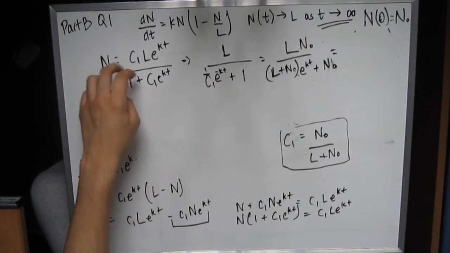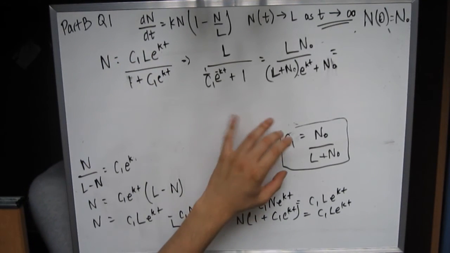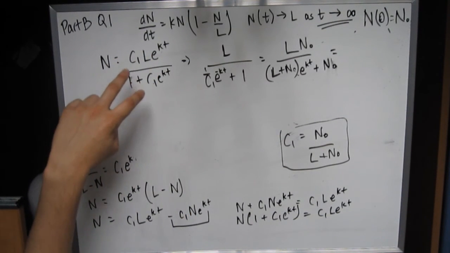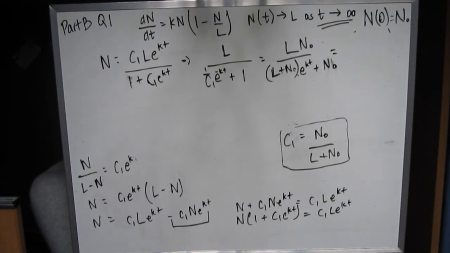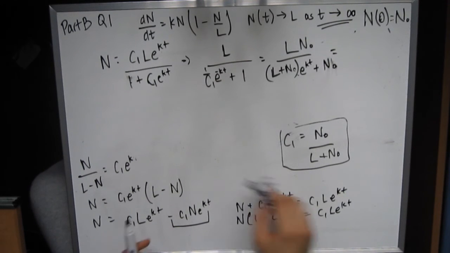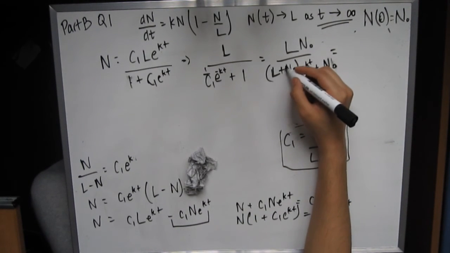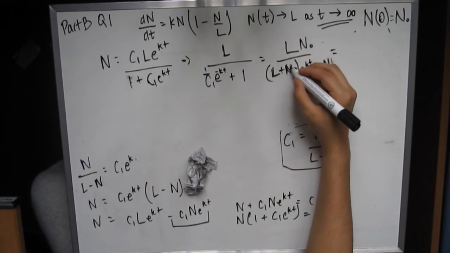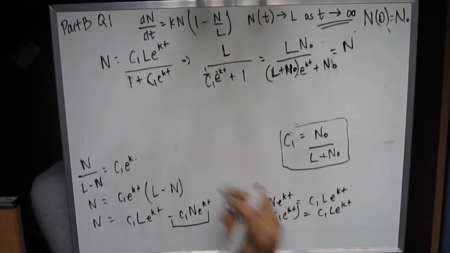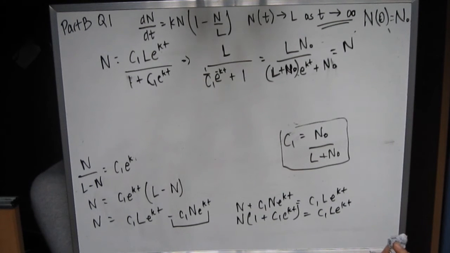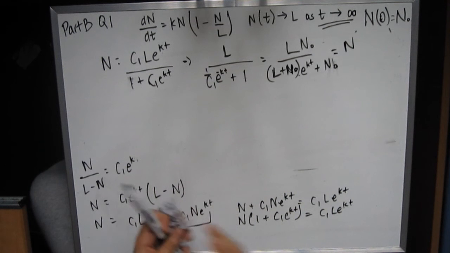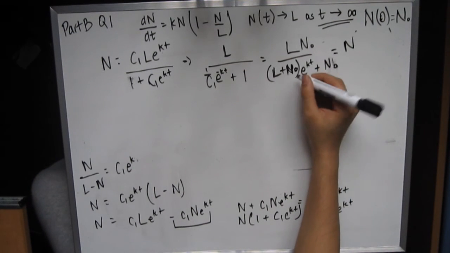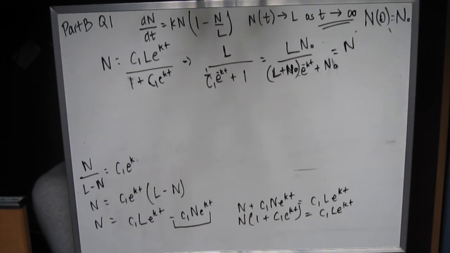The reason I divided everything by C1 e to the power of kt is because substituting this into two equations over here could be a pain in the butt. So it's much easier to just substitute it once rather than twice. Now that you have this final equation, you can look at the condition they want. They want us to check that as t approaches infinity, n of t should equal L.